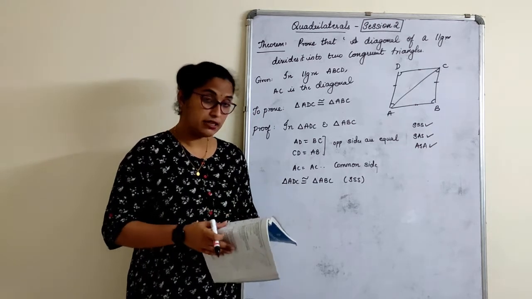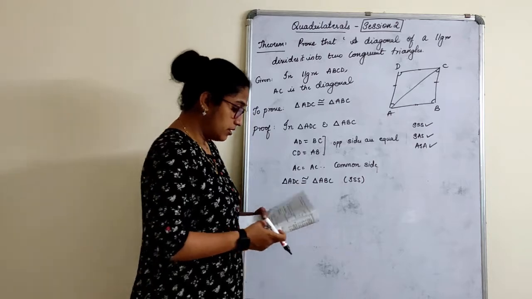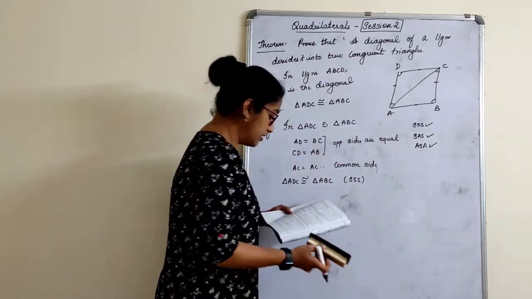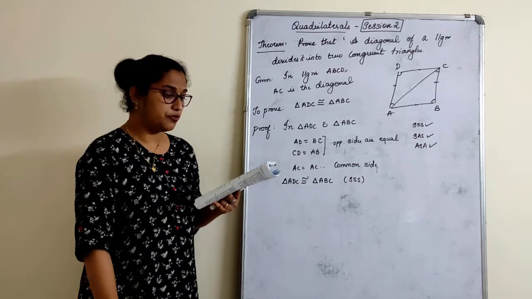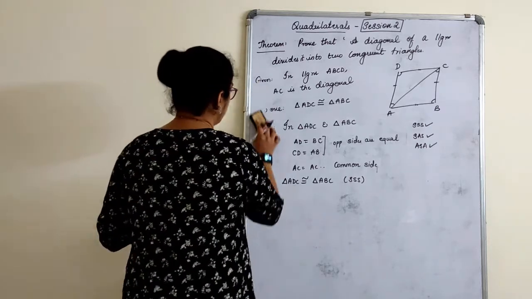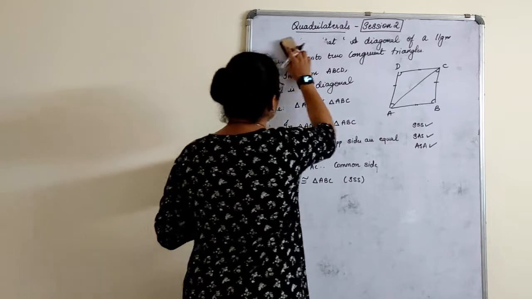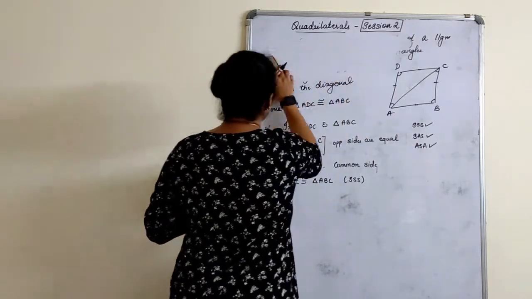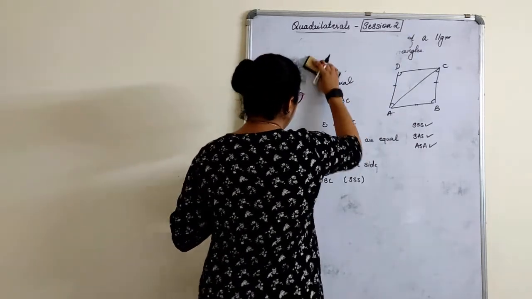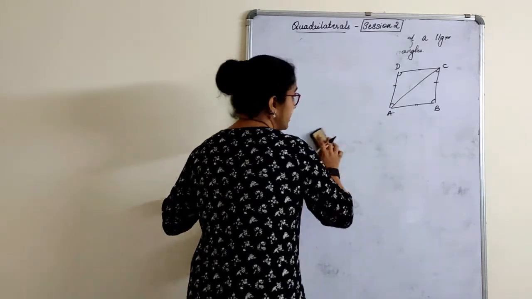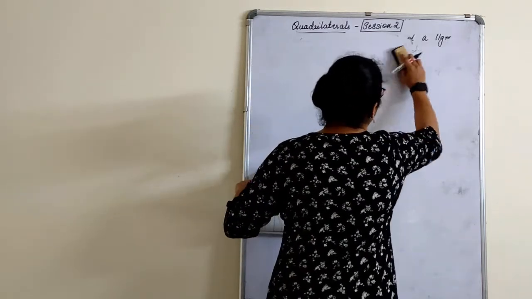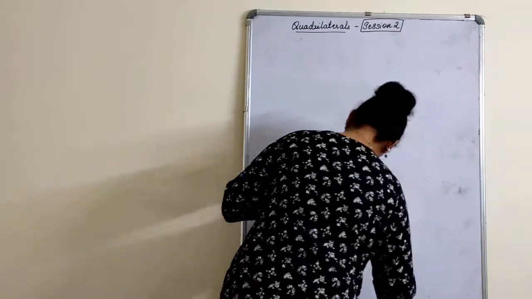There are also worked examples which you have to solve. Exercise, first one, very simple. The angles of a quadrilateral are given in the ratio. Find all the angles of the quadrilateral. So whenever a ratio is given, let the ratio be x. Then the angle sum property of a quadrilateral: the sum of all the angles of a quadrilateral is 360 degrees. With that, we can find it.